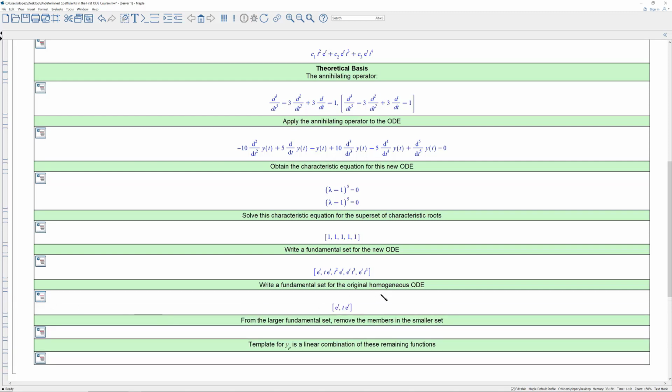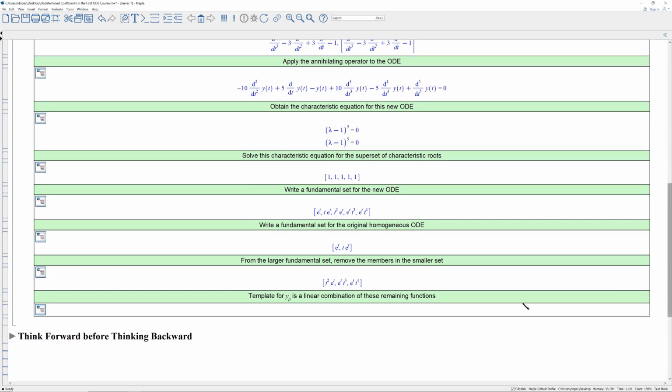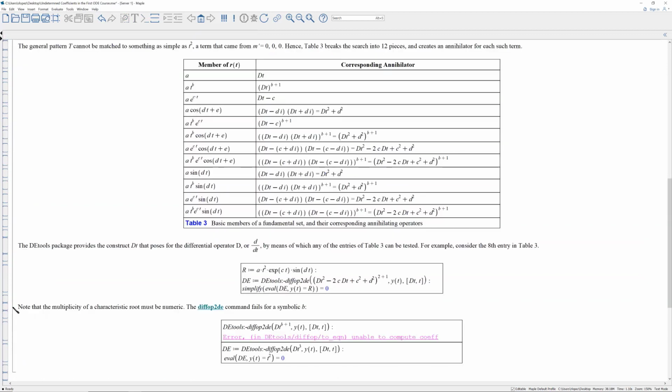Fundamental set for the original homogeneous ODE. Extract from that larger fundamental set, this one. This smaller set. So it's e to t, e to t, e to t, t squared, t cubed, t fourth. That gives you the template for y particular. And there's the template for y particular. We're going to do a little bit of forward thinking before we do this backward thinking.